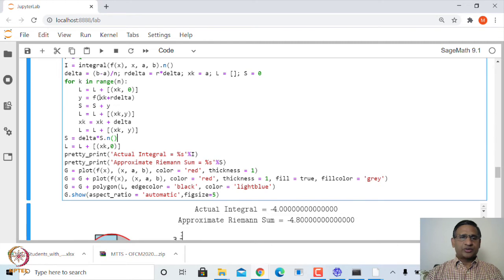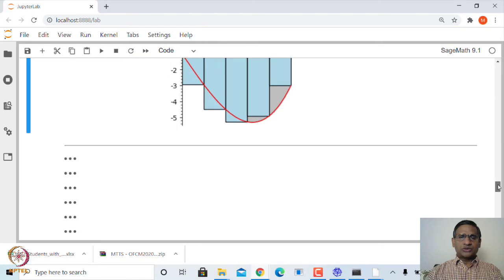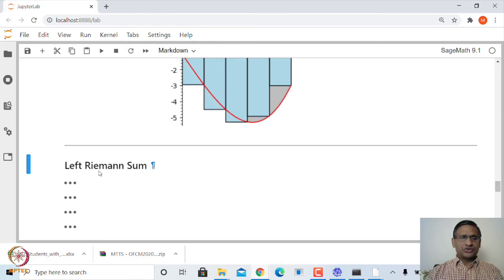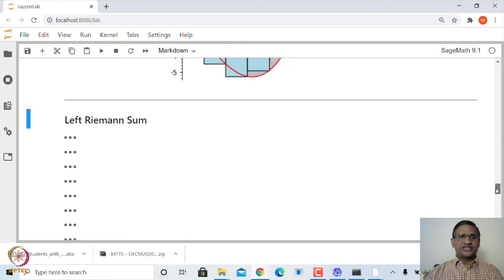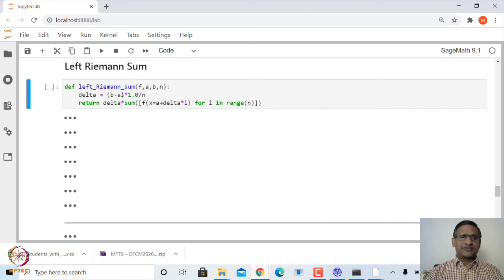Here s is calculated as the Riemann sum. At each point you can see s is equal to s plus y, where y is the value of the function, which is the height. You keep on adding the height, and at the end s is multiplied by the width of each interval, right. You can also create an animation for this using the Sage interact function.